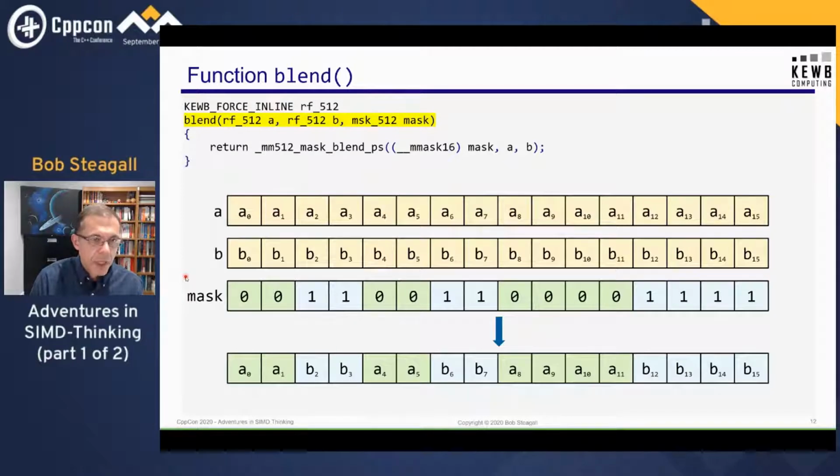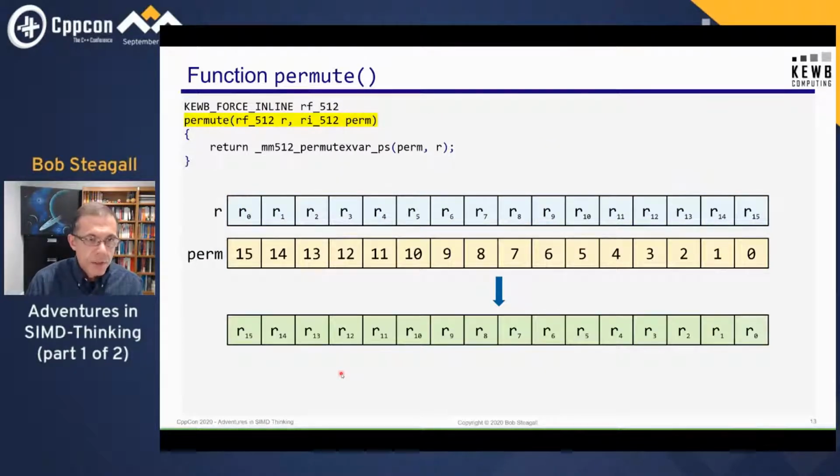The next function is blend. This is a very important function. Again, it's based on masks and allows me to take two registers, A and B, and where the mask is 0, I get values from A, and where the mask is 1, I get values from B. This is a very interesting and very powerful function. It gets used a lot in the other functions. Very straightforward.